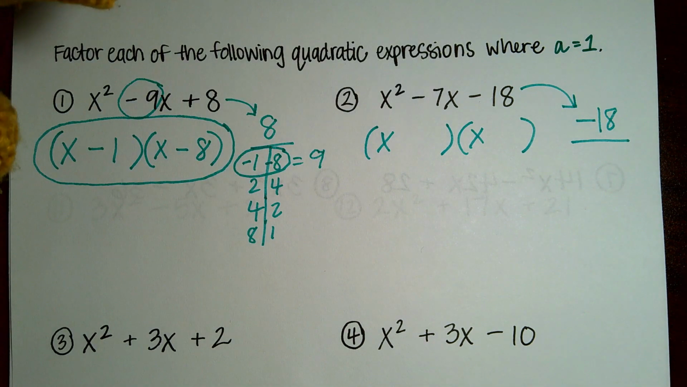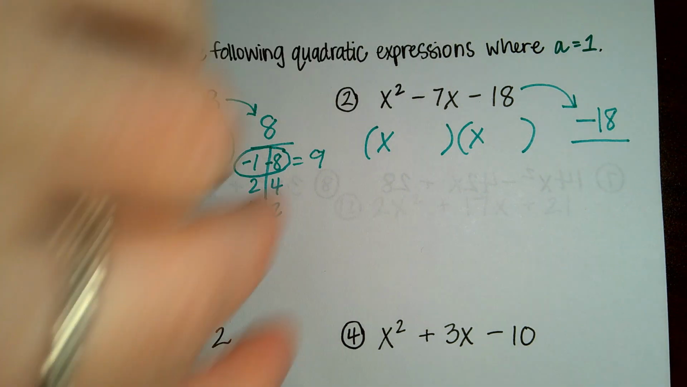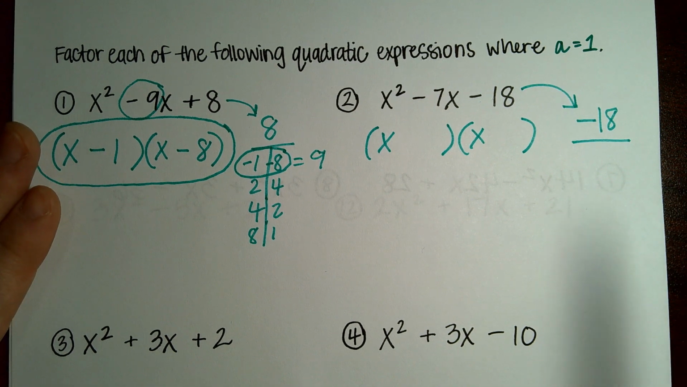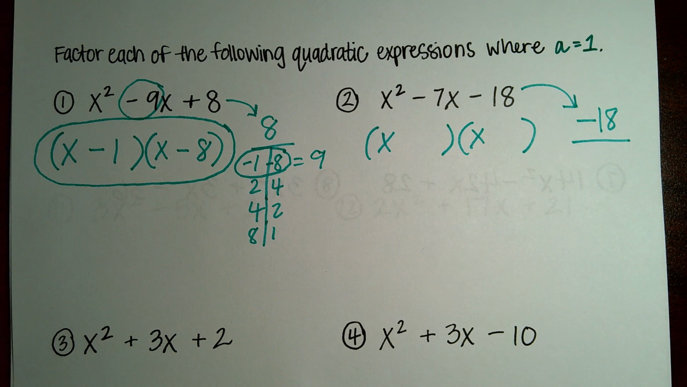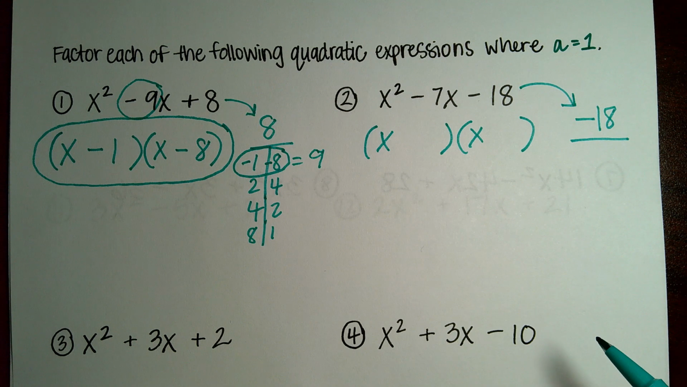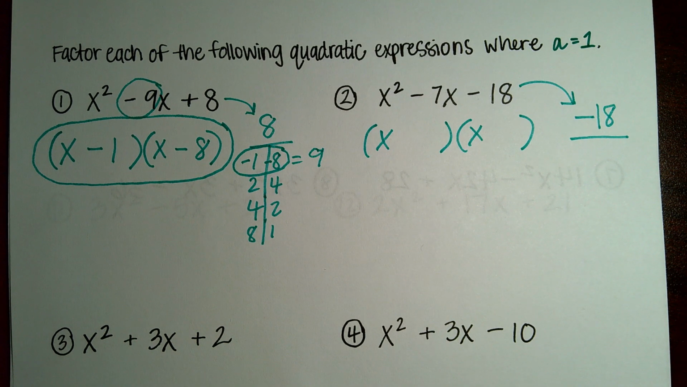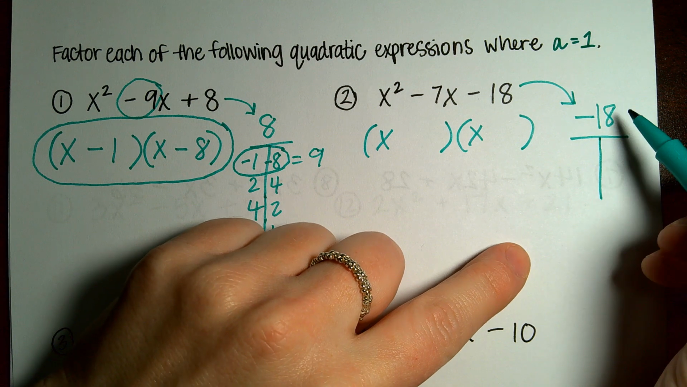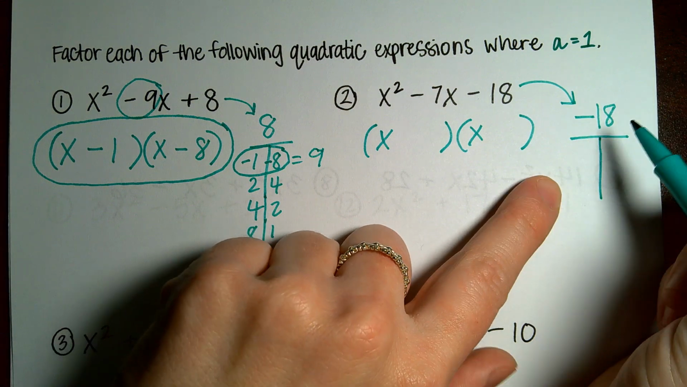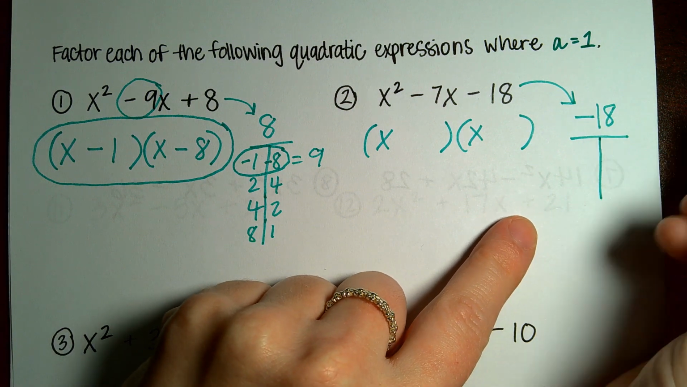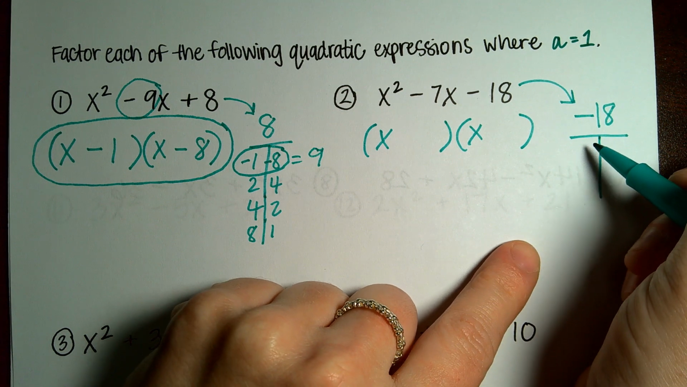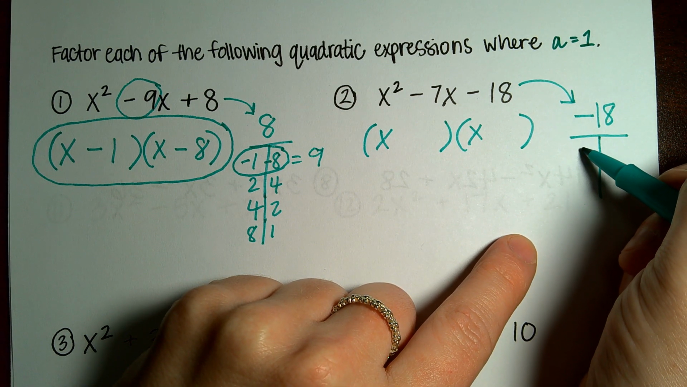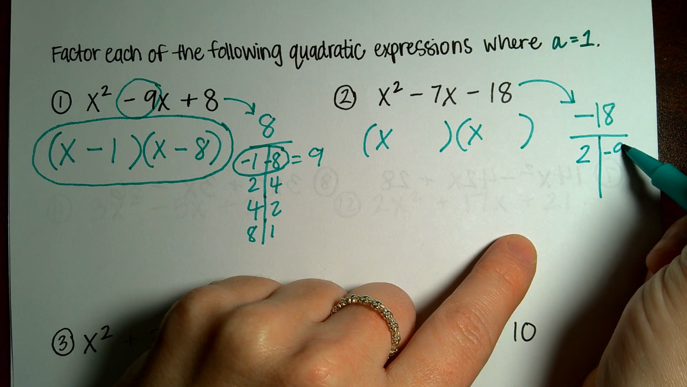So whenever I need to find factors of a negative number, what type of numbers am I going to have, positive versus negative, for my factors? Positive and negative. Yes, I need to have one positive number and one negative number. If I do 2 negatives, that's going to give me a positive when I multiply. So what numbers do you guys want to try first? 2 and negative 9. Okay, sure. Let's try 2 and negative 9.